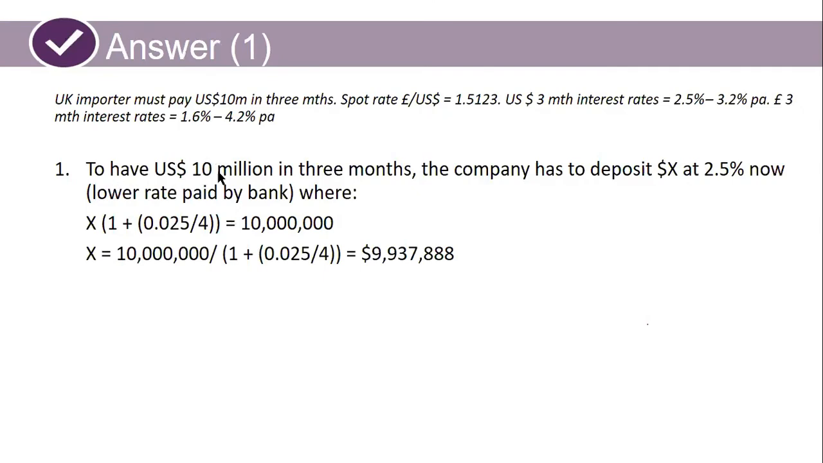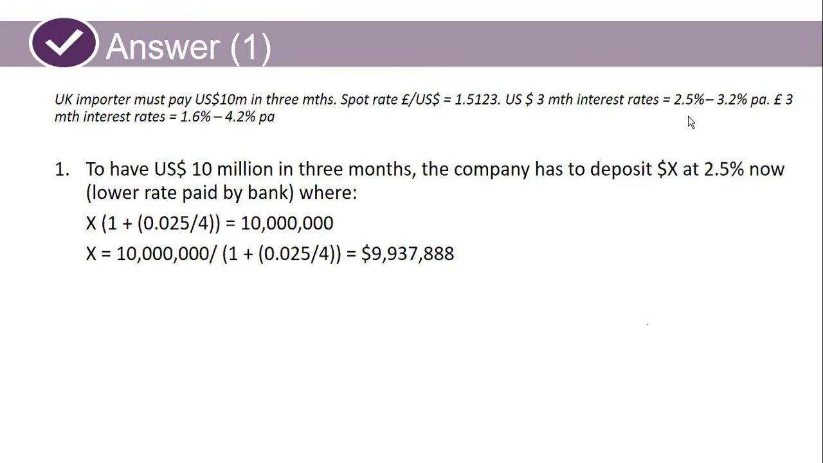To have US dollar 10 million in 3 months, the company has to deposit X dollars at 2.5% now, because before we took 3.2%, since you were borrowing money from the bank. Now you are putting money in the bank, and the bank will give you an interest rate of 2.5%. So you should be clear on which interest rate you are going to use, not 3.2. Before you took a loan, so you took 3.2.